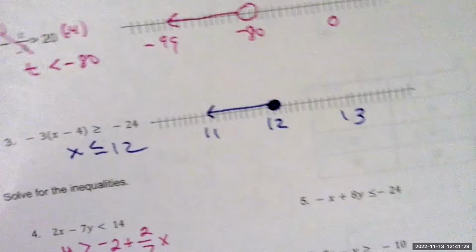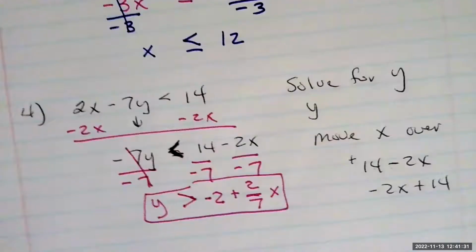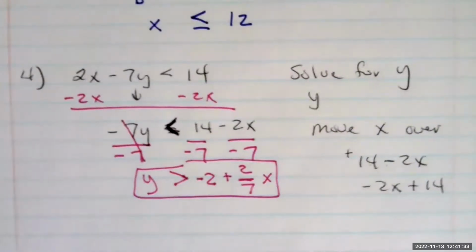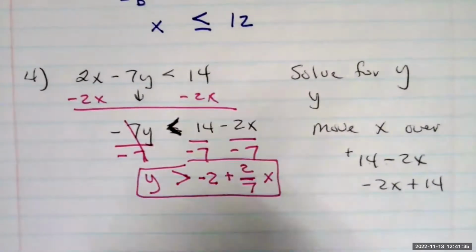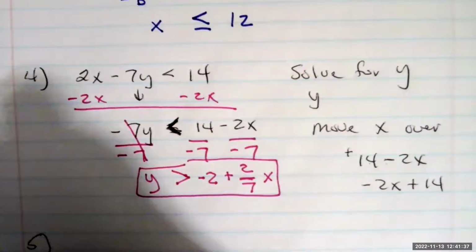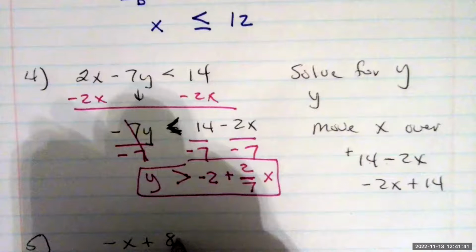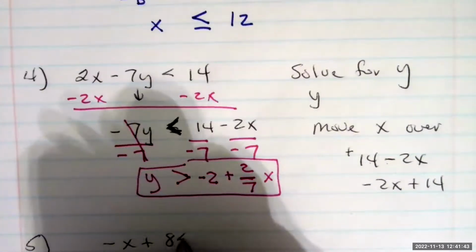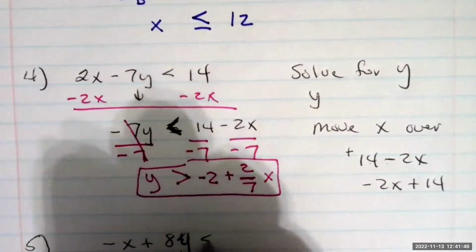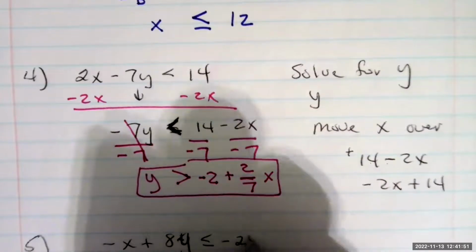So I just put it on my paper. That's all I'm going to do. All right, so number 5. Let's go right to number 5. Guys, it helps if I could read. 8y is less than or equal to -24.